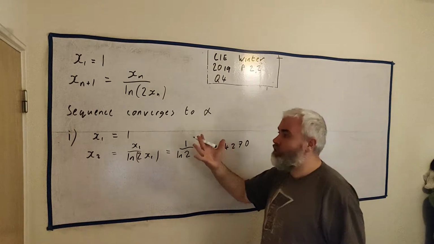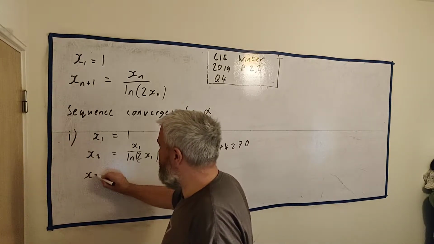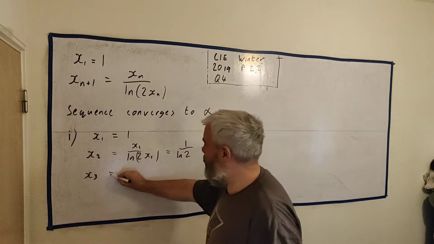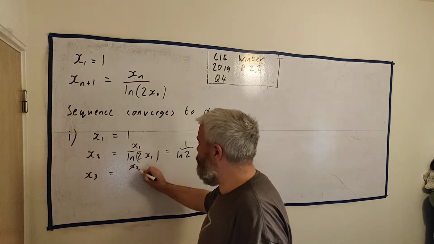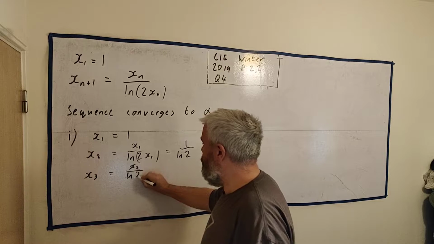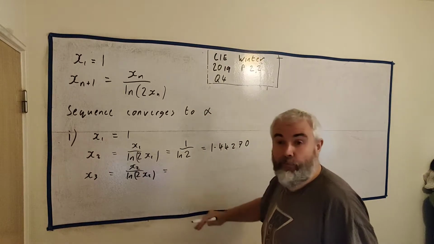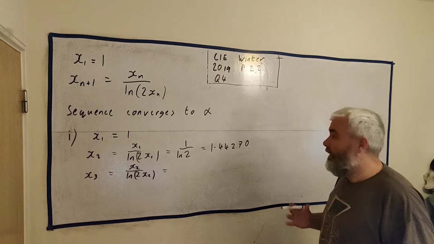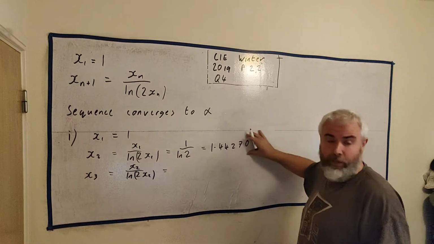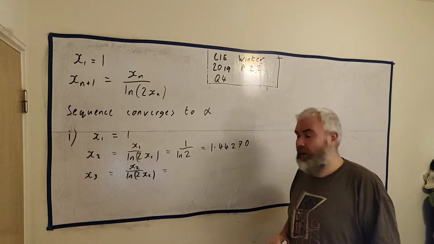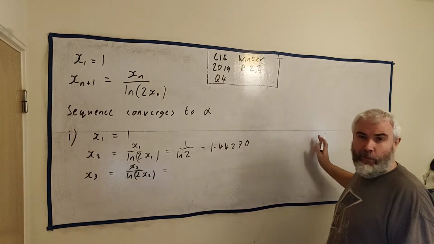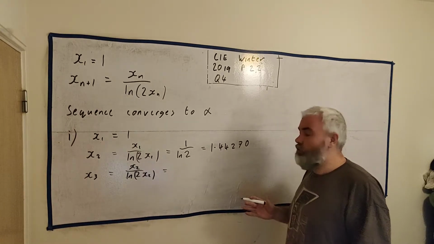And then x3 is very similar. x3 is just equal to x2 over natural log 2 times x2. Now all you need to do is put this into a calculator. Thankfully your calculator will remember this number. You don't have to type it out each time. In fact, it will remember it to 99 digits. So you can use your calculator.